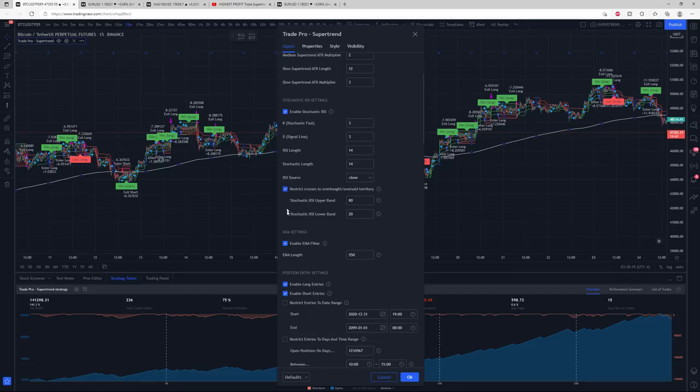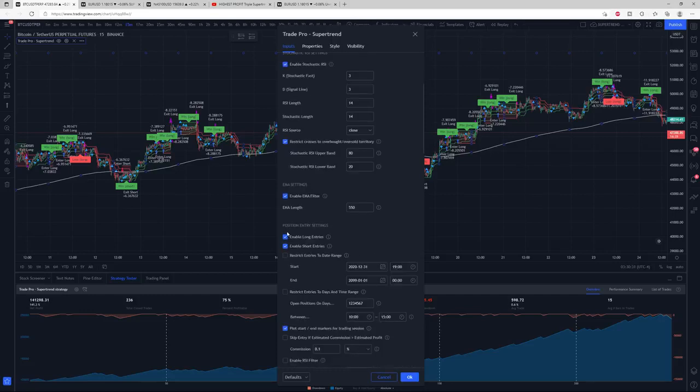The next thing is the EMA filter. This is the trend direction filter. I have it set to 550 on this particular setup, but by default it's at 200. Of course, you can try whatever you wish or just get rid of it altogether. You can also choose to enable long entries and enable short entries, or get rid of one.